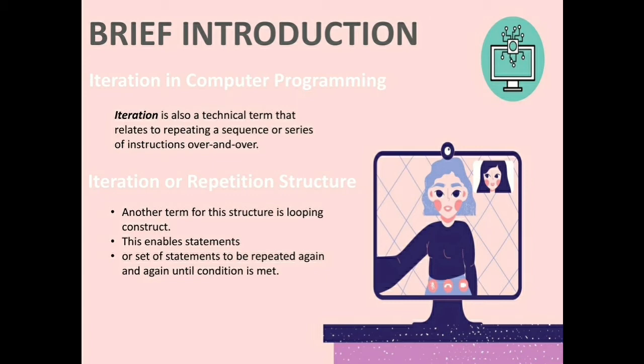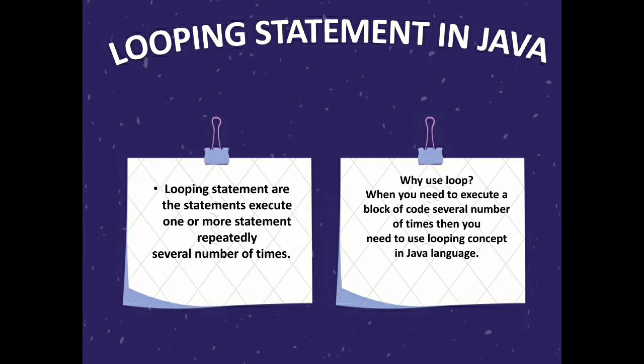Iteration or repetition structure. Another term for this is looping. This enables statements or a set of statements to be repeated again and again until condition is met. Repetitive control structures, also referred to as iterative structures, are groupings of code which are designed to repeat a set of related statements. This repetition can repeat 0 or more times until some control values or condition causes the repetition to cease.